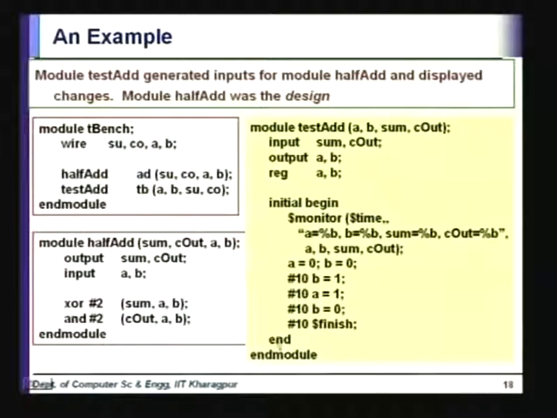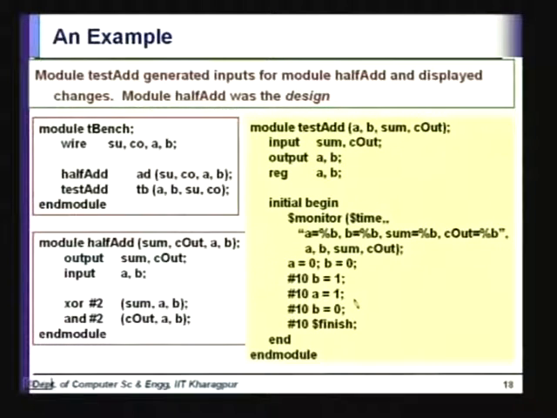Then there is this initial block. What does this initial block do? It first of all sets up a monitor to print the values of A, B, sum and carry out. Then it sets A equal to 0, B equal to 0. Then what's that going to do? Whenever this assignment is made, the half adder will produce some output. That output will be displayed. Okay. Then after 10 units of time, you change B to 1. Okay. Then after 10 units of time you change A to 1.